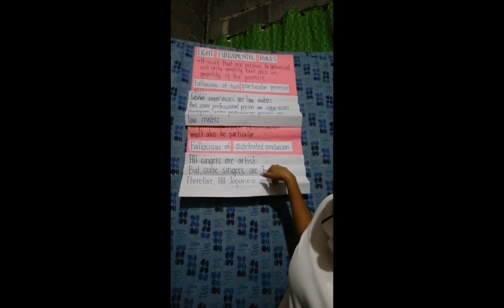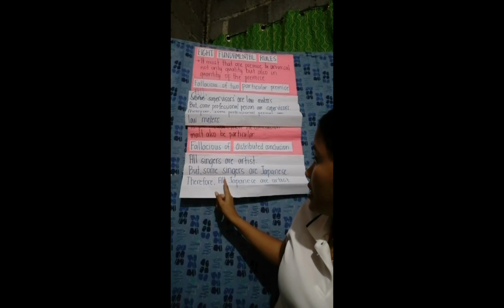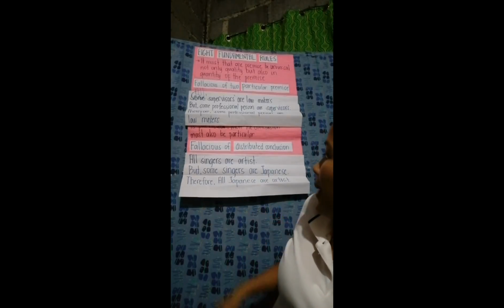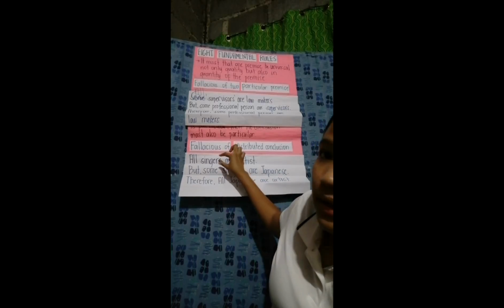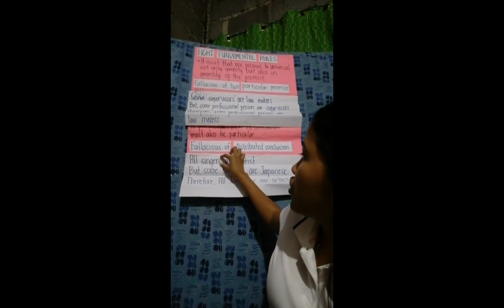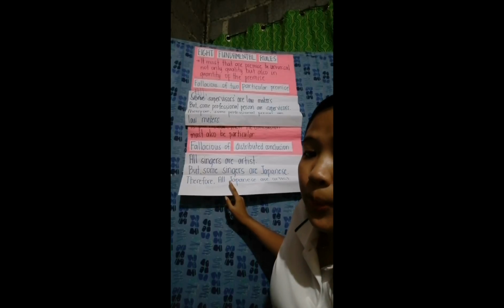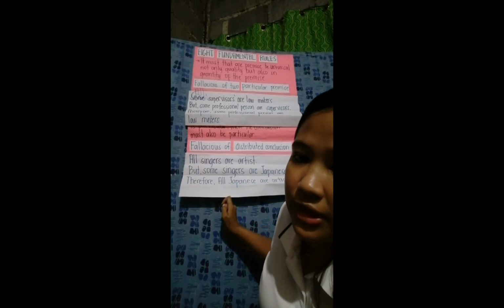singers are artists, but some singers are Japanese. Therefore, some Japanese are artists. So, bakit? Kasi nga, 'di ba, kung ang major and minor mo is particular, then your conclusion must also be particular. So, yun yung sa 9 fundamental rules.